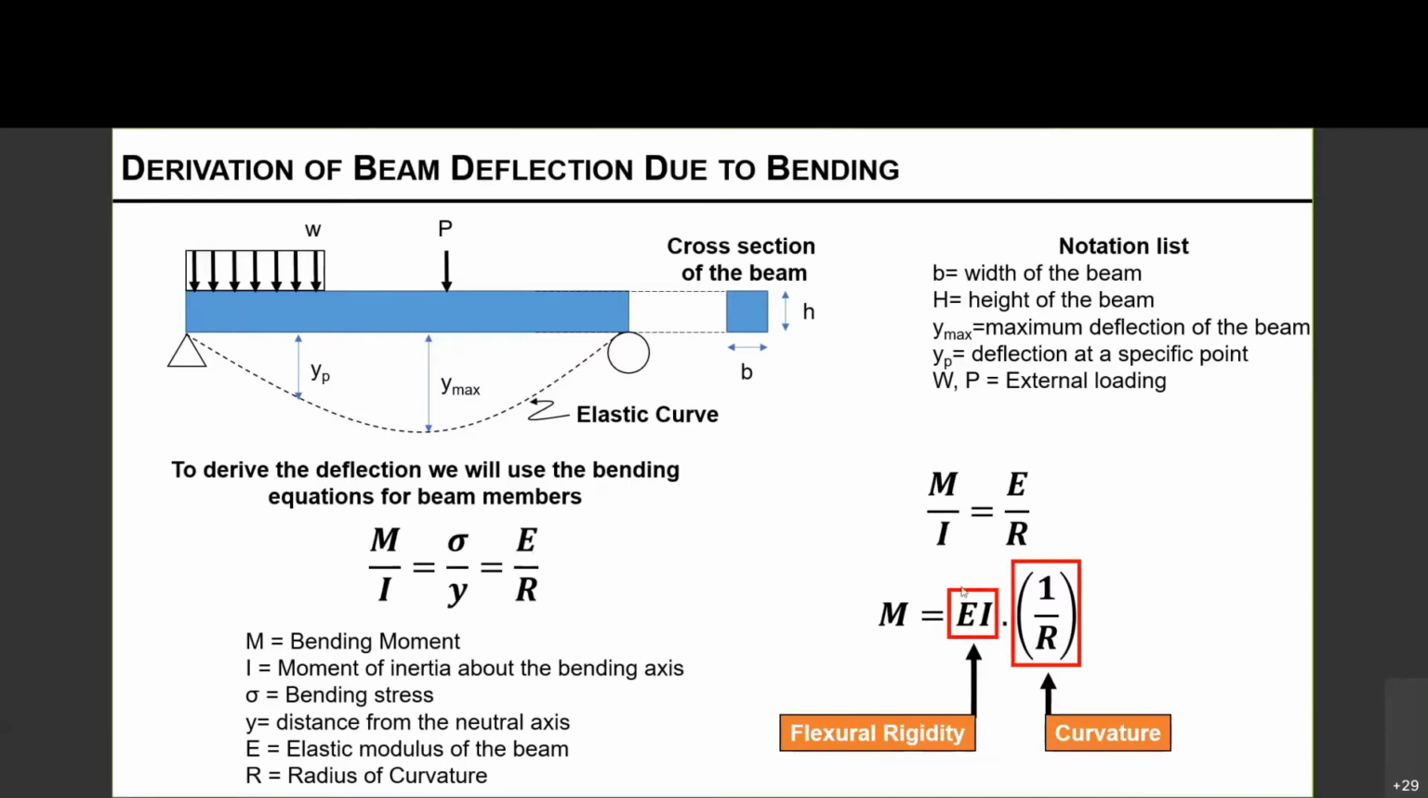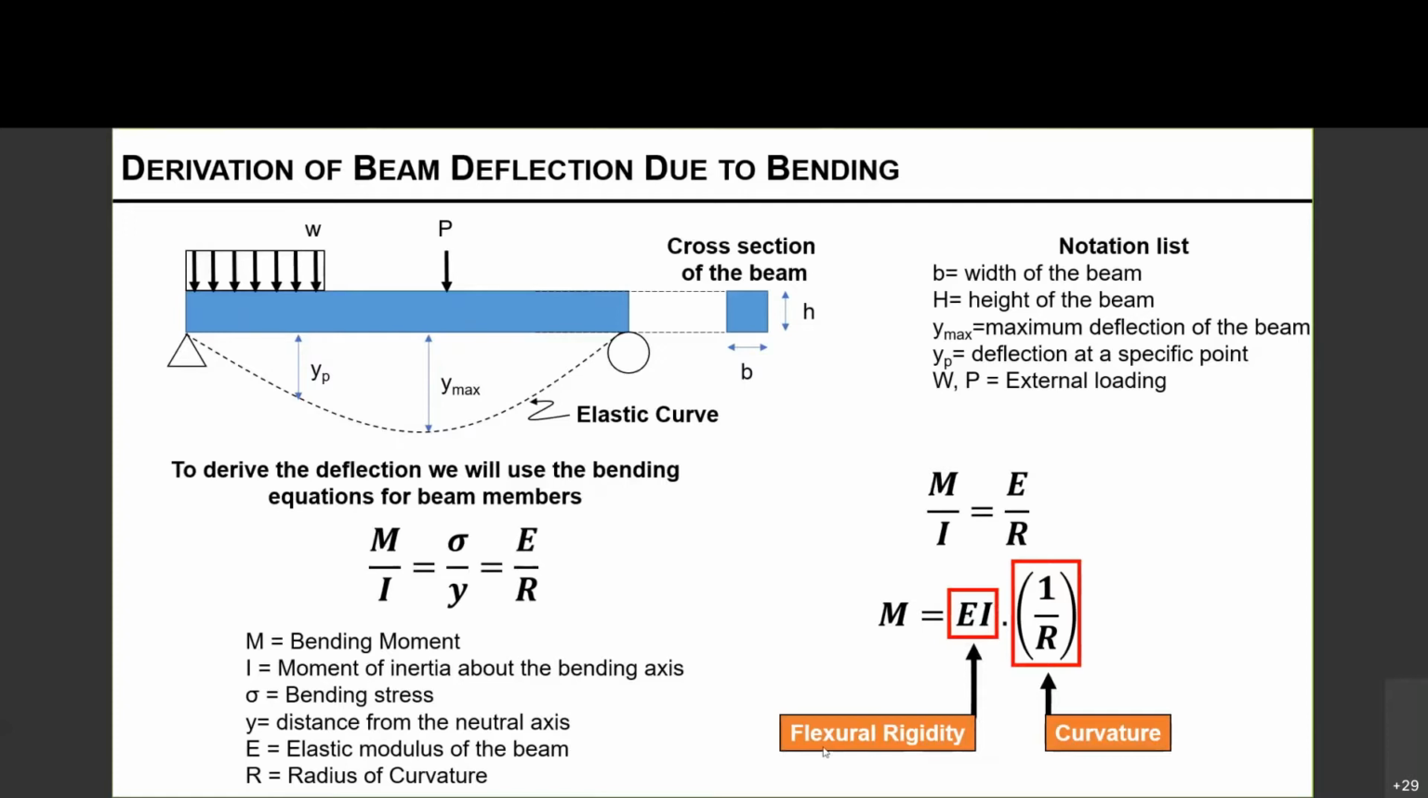So if you look at this EI, again, E is the material property, which is called the elastic modulus. I is the cross-sectional property, which is called the moment of inertia about the x-axis, or the moment of inertia about the bending axis. When you combine them together, it's called EI. EI is basically given as the flexural rigidity.